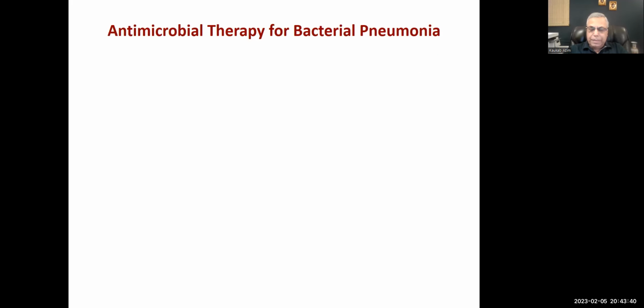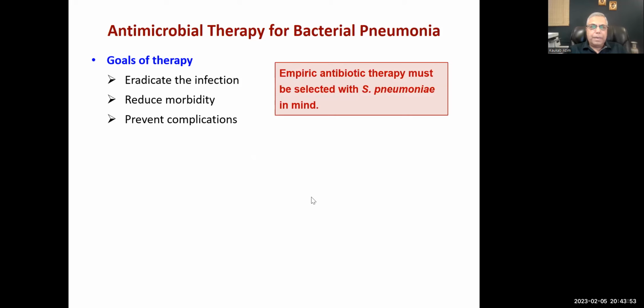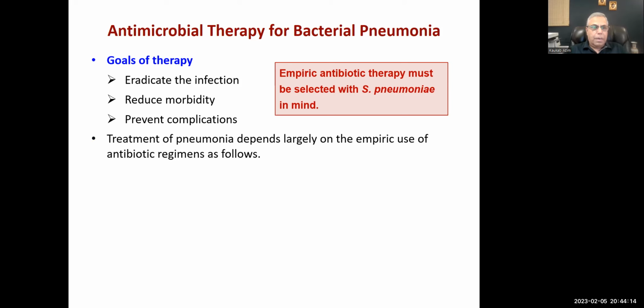Right, so antibacterial therapy for bacterial pneumonia. Goals of therapy are to eradicate the infection, reduce morbidity, and prevent complications. There are very serious complications that I showed you. Empiric antibiotic therapy must be selected with strep pneumonia in mind. Okay, strep pneumonia is the most common cause of community-acquired pneumonia. And you know that it is developing a resistance to penicillins because it changes the penicillin-binding protein.